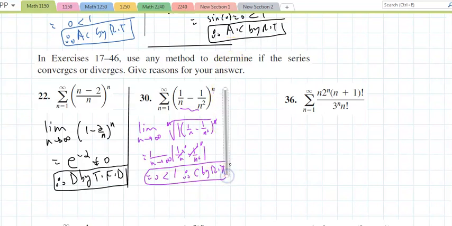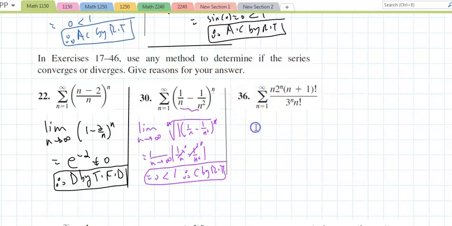So I look at a problem, I see a power, or I see an exponential or factorial. I know the root or the ratio will do the trick. Here I see both. I see multiple powers and multiple factorials. So I know this is going to work. I'm going to use the ratio test.